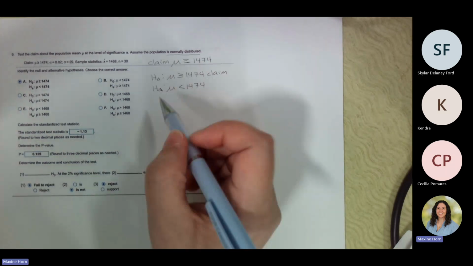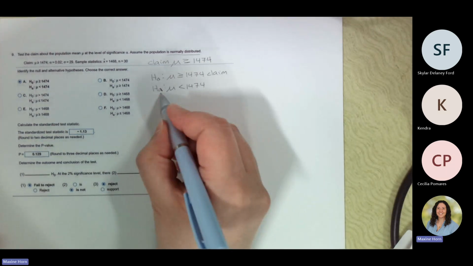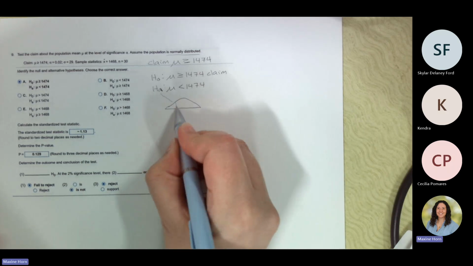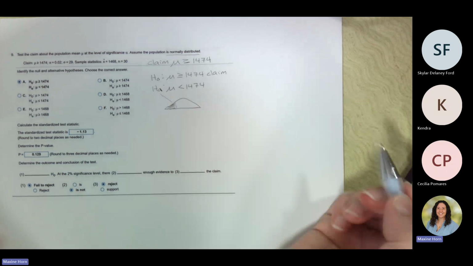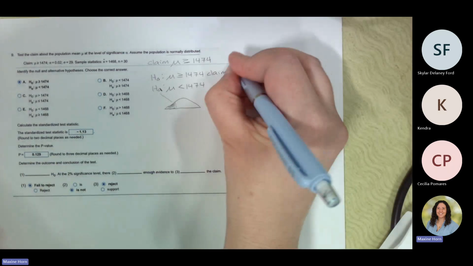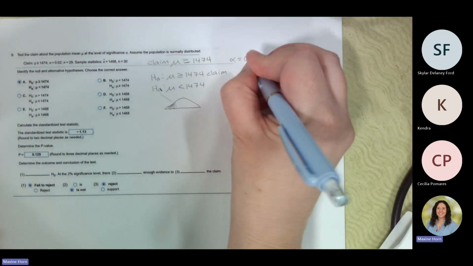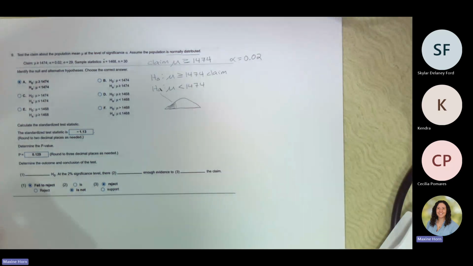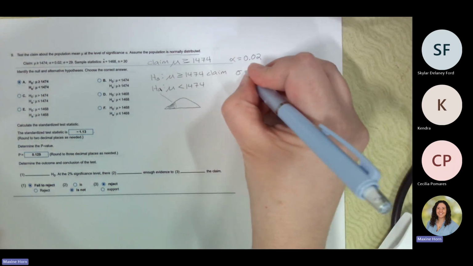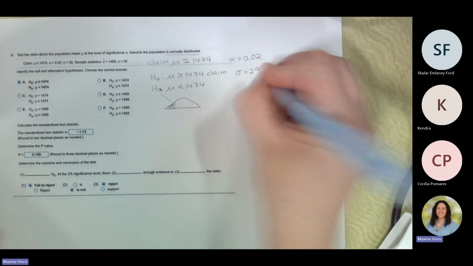Okay, the alternative hypothesis is what tells us what type of test we have. This is less than, so that is going to be left-tailed. And let's go ahead and write down everything else they told us. They gave us a level of significance, alpha, of 0.02. And they also told us that the population standard deviation is 29.